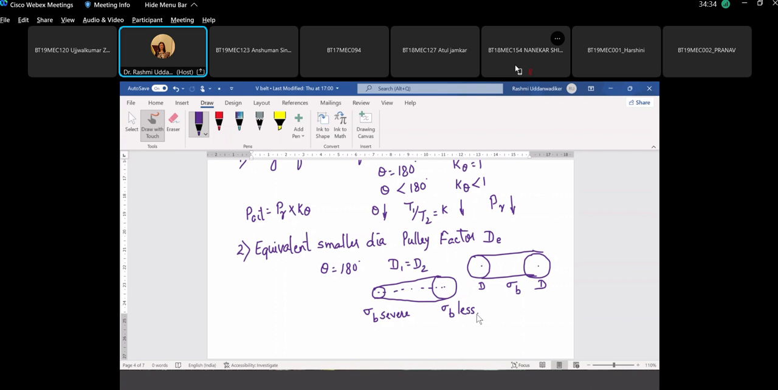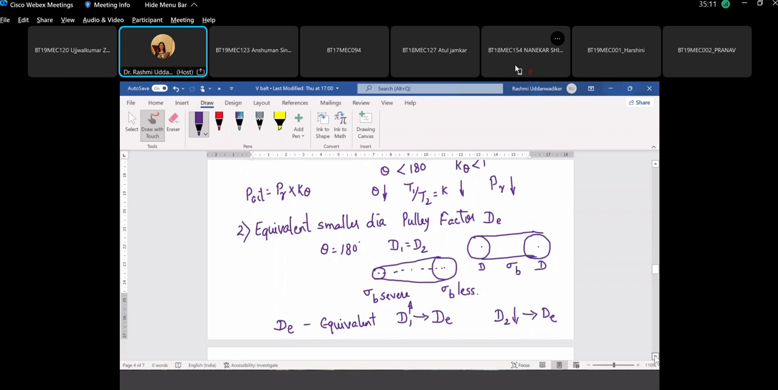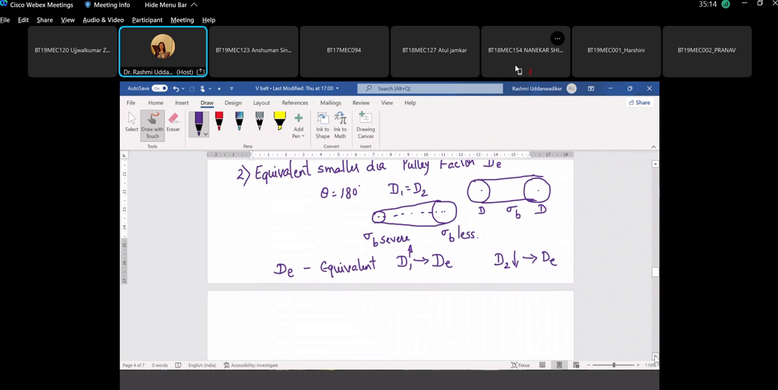And it is not balanced. So what we do is use a virtual value of dE, an equivalent pulley diameter. It is assumed that in an equivalent system, the value of D1 is increased to dE and the value of D2 is reduced and brought equal to dE. D1 is increased to dE and D2 is decreased to dE. So dE is a value lying in between D1 and D2. The factor with which we are multiplying is again given in the formula in the design data book.